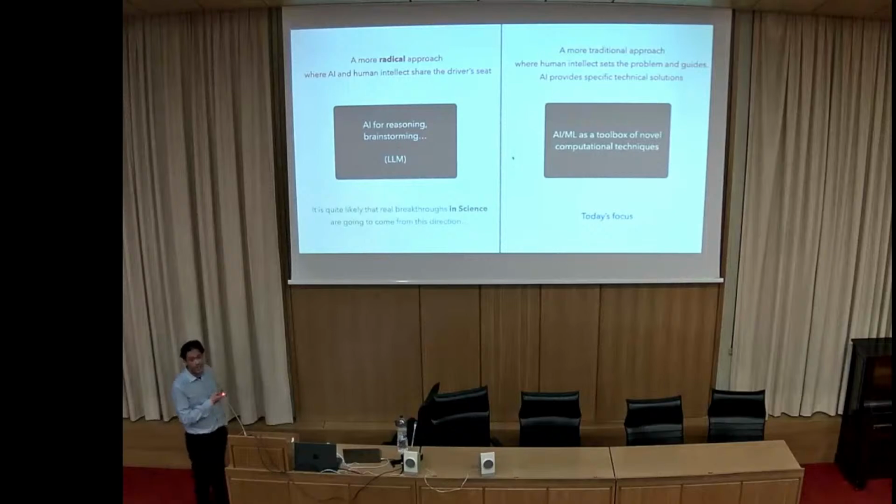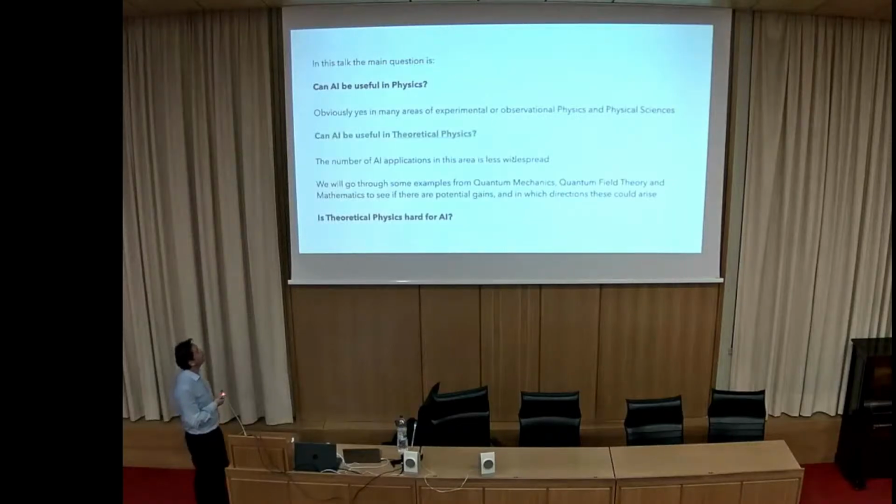So what if you had algorithms that are great at reasoning, that they can brainstorm and give you new ideas, you can collaborate with them, and maybe even solve some problem. And usually here people have in mind large language models, like ChatGPT, for example. It is quite likely that real breakthroughs in science are going to come from this direction, but this is still much under development.